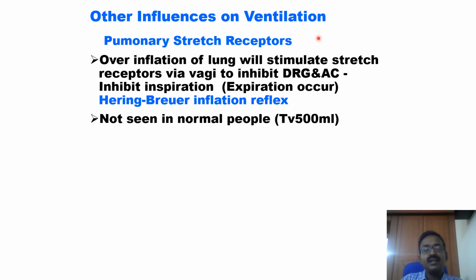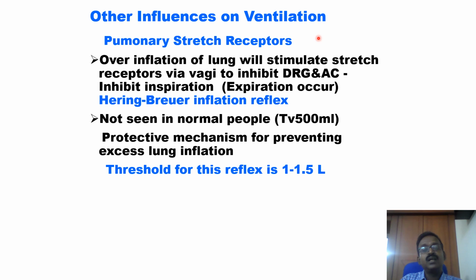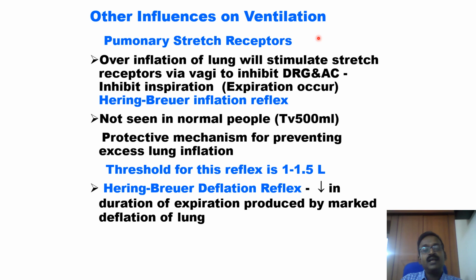It does not occur in normal people. When the tidal volume is 500 ml, it will not occur. Only overinflation will activate it. It is a protective mechanism for preventing excess lung inflation. The threshold for this reflex is 1 to 1.5 liters. Hering-Breuer deflation reflex: it is a decrease in the duration of expiration produced by marked deflation of the lung. It is the opposite effect of the Hering-Breuer inflation reflex.